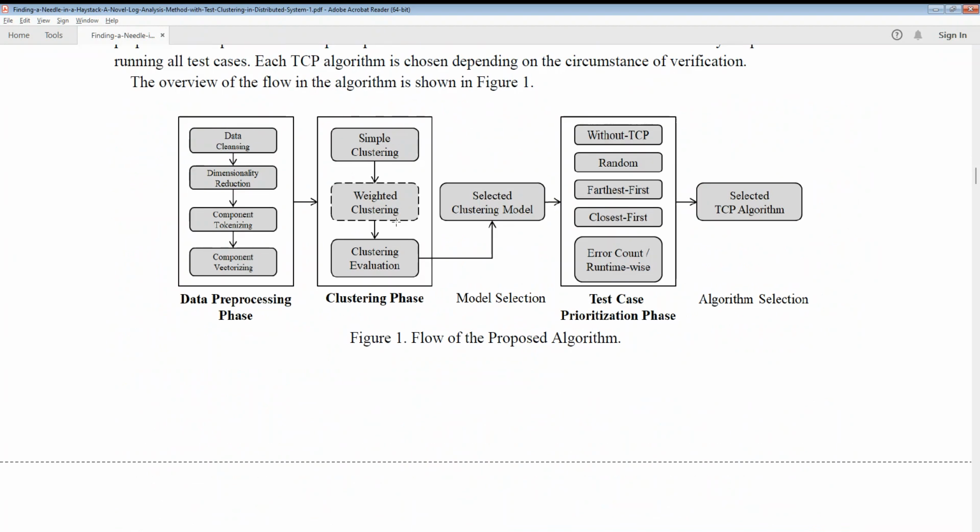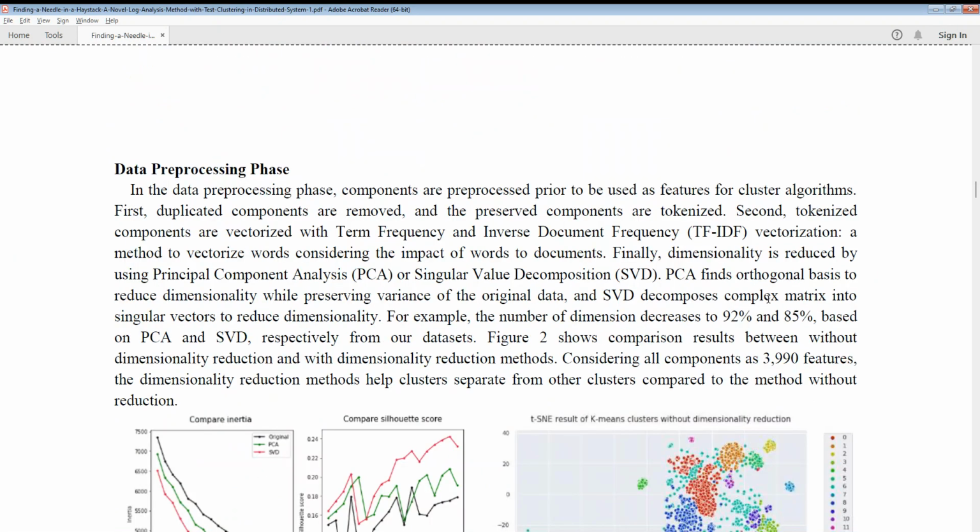Flow of the proposed algorithm. Data pre-processing phase. In the pre-processing phase, components are pre-processed prior to being used as features for clustering algorithms. First, duplicate components are removed and the preserved components are tokenized. Second, tokenized components are vectorized with term frequency and inverse document frequency (TF-IDF) vectorization, a method to vectorize words considering the impact of the words on the document.